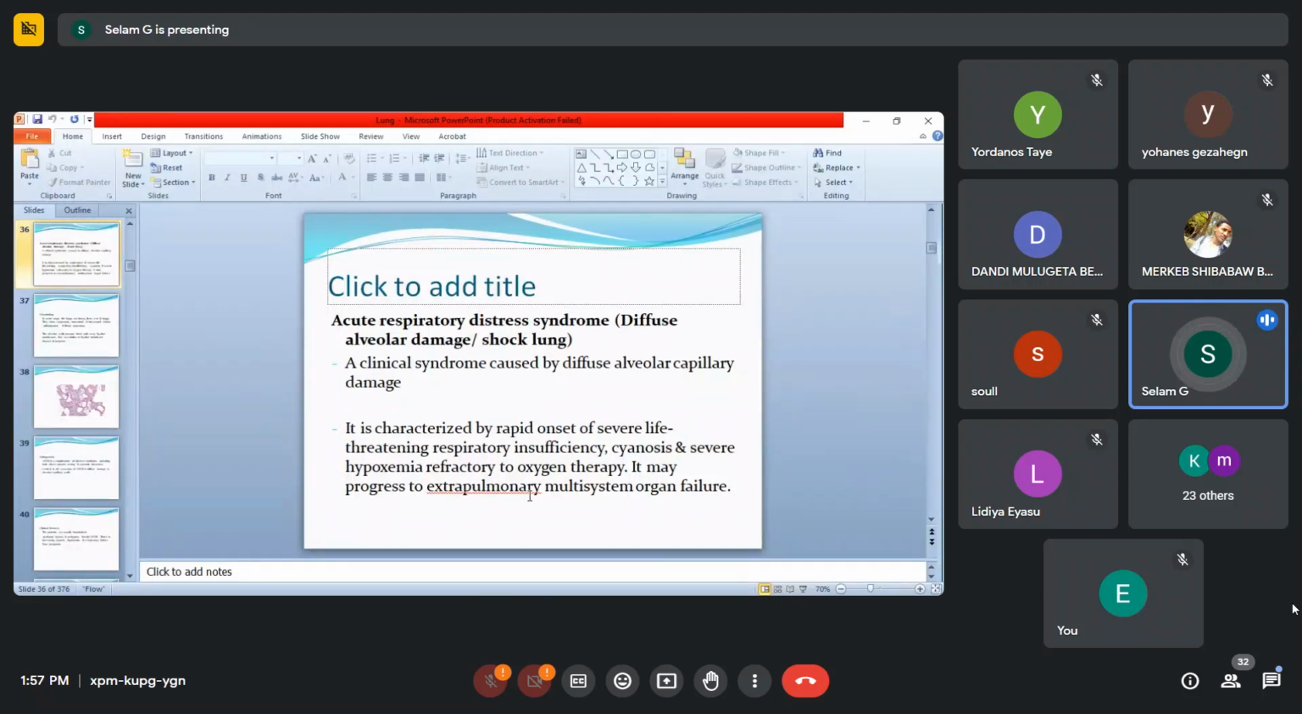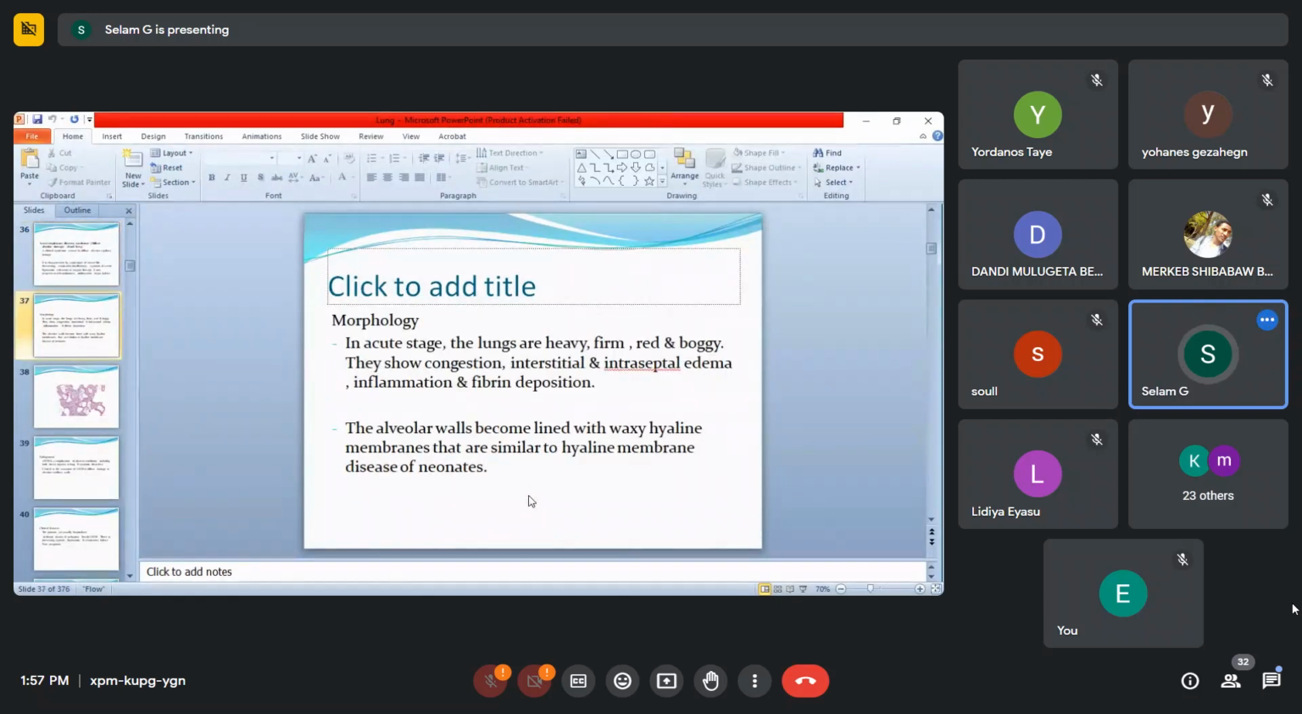Even if you administer high liters of oxygen, if the wall is not penetrable, or if the wall is thick enough, and instead of the oxygen or the air you're pumping in, the alveoli is filled with fluid, you cannot do anything in this scenario. So this may progress to extrapulmonary multisystem organ failure.